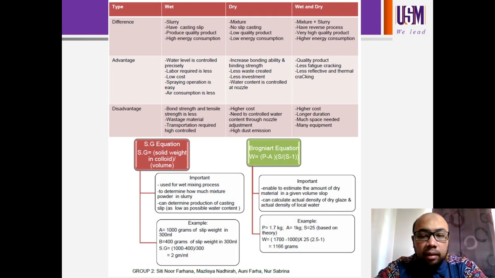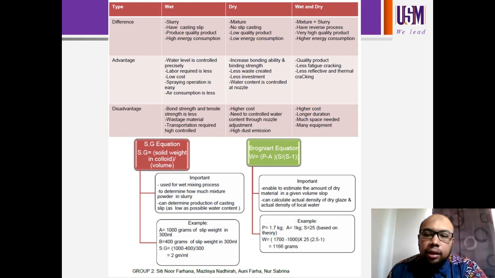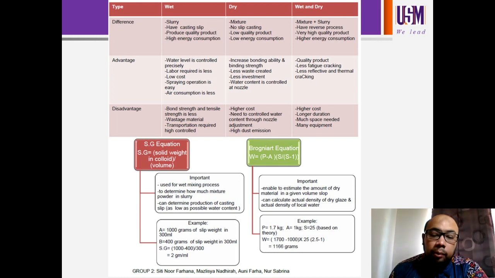In the dry mixing method, I think the utmost problem is that it will produce dust. You can see the dust emission is high. And for the dry mixing method, you need to precisely control the level of moisture content in the ceramic powder, because if you don't control it, you have very severe issues when you do the firing process during fabrication of the ceramic products.